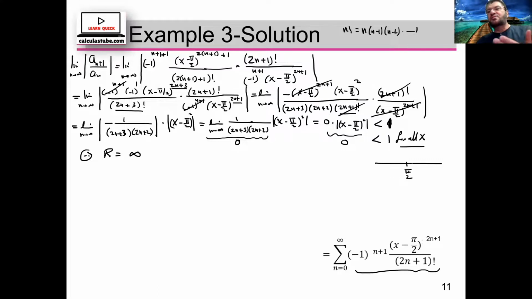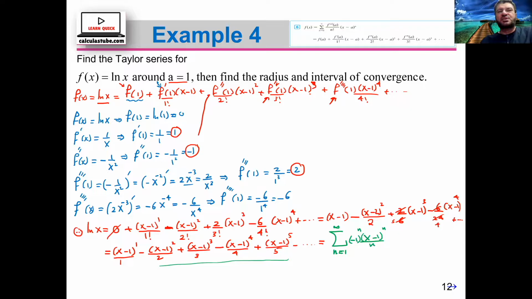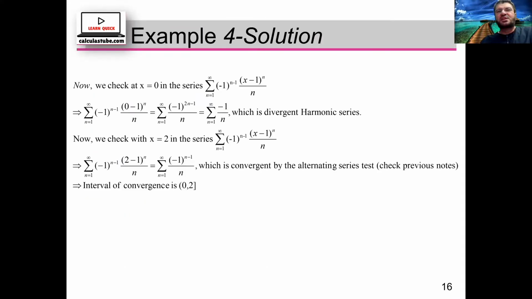So what is the radius of convergence? Everywhere. So this series is convergent everywhere. Okay, so the cosine is convergent everywhere. Okay, and then we did this one. So we proceed now with e to the x.